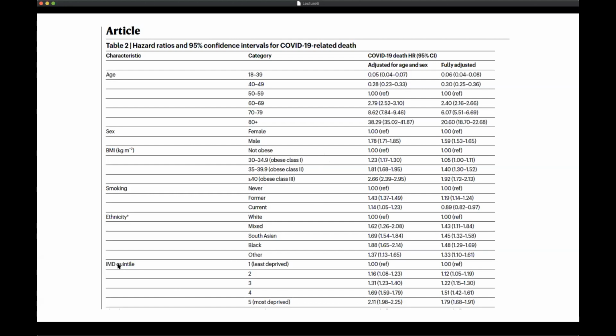And then IMD quintile is basically a measure of what they call social deprivation, right? So this is a measure of how many non-health related stressors you have in your life. So for instance, are you unemployed? Do you have substance abuse issues? Or do you suffer from lack of food access? So things like this. And here you also observe an expected gradient. So higher degrees of deprivation correlate with poor COVID-19 outcomes.